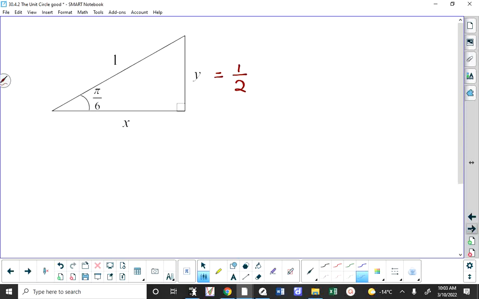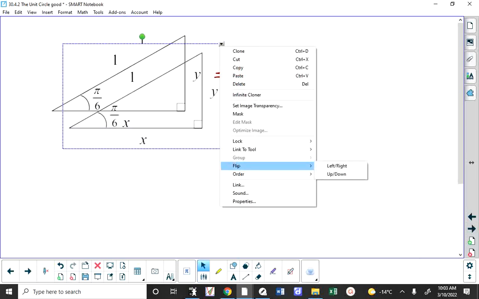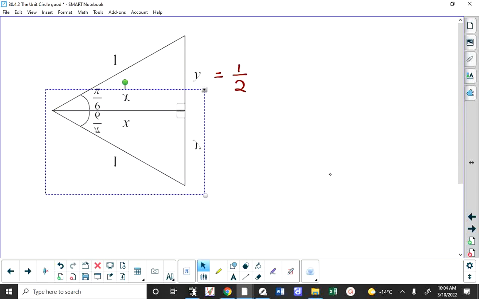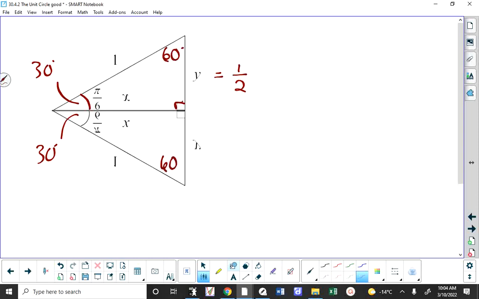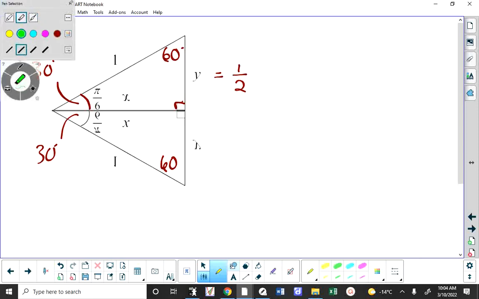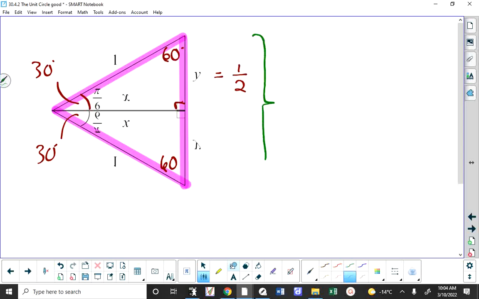The trick is this. If I take this triangle and I flip it vertically, then I get this. I'm going to talk about degrees now. If this is 30 degrees, which it is, then this is 30 degrees. If that's 30 degrees and this is a right angle, this is 60 degrees. That makes this 60 degrees. We're dealing with a large equilateral triangle. This entire thing is equilateral: 60 degrees, 60 degrees, 60 degrees. And if it's equilateral, all the sides are equal. And if all the sides are equal, the length of this side must be equal to 1, because that's the length of the other sides. And since those two triangles are the same, each of those triangles has to form half of that 1.